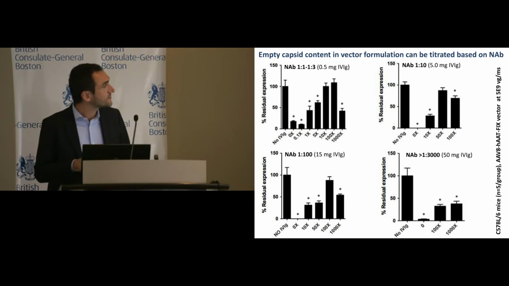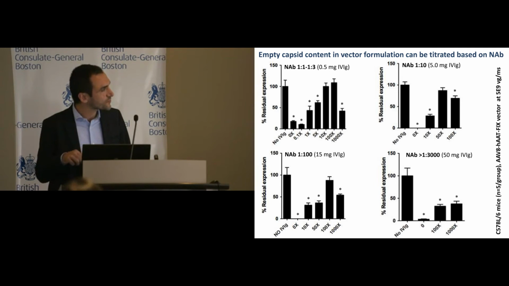transfer. And so, starting from mice with low but detectable titer, you can see how in naive mice, we gave a vector and we see expression. We call this 100%. Then if we immunize the mice with this IVIG, we block the vector transduction. But then if we mix our vector with increasing amounts of this empty capsid, we can really rescue the transduction.